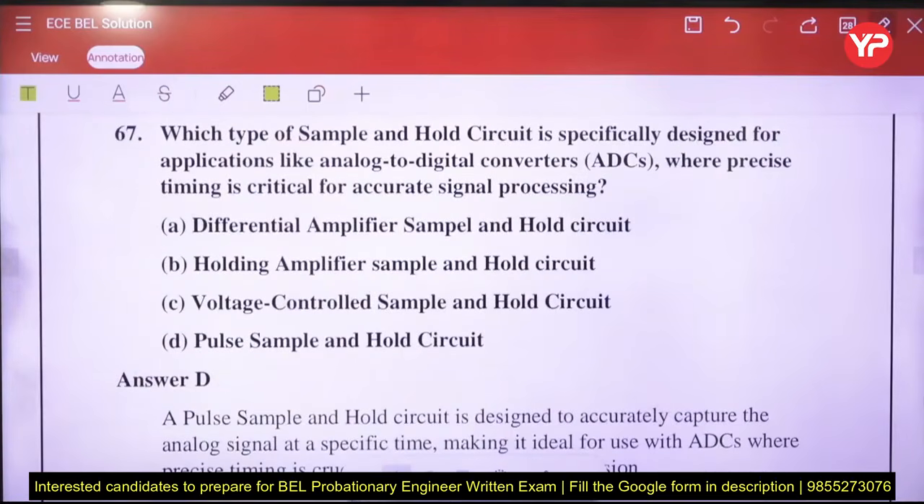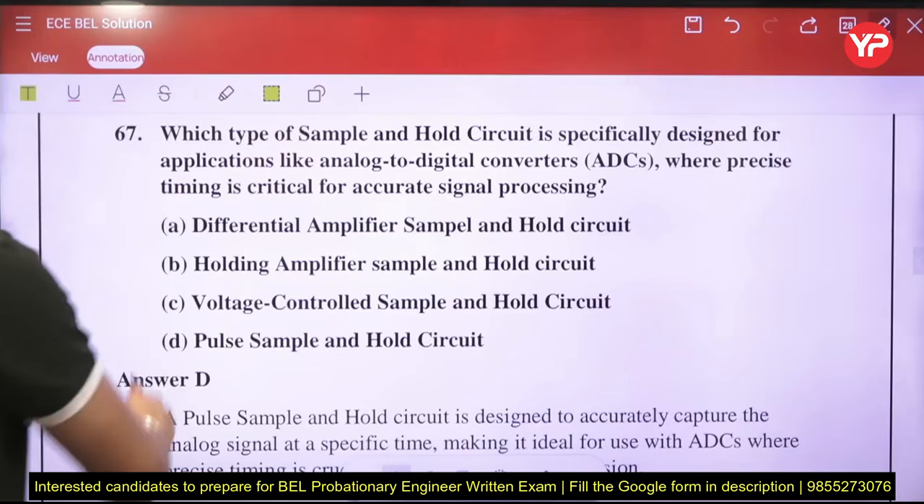Which type of sample and hold circuit is specifically designed for applications like analog to digital converters, where precise timing is crucial and accurate signal processing? The pulse sample and hold circuit will be used for that purpose.